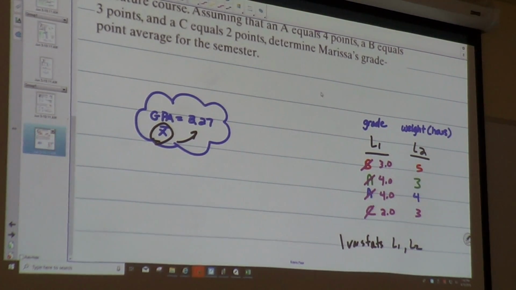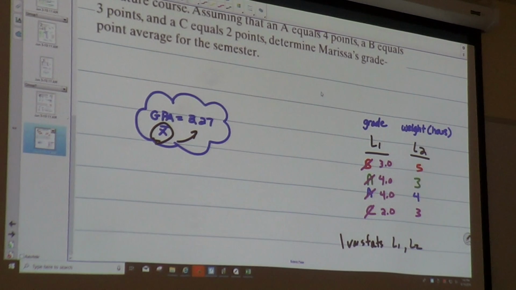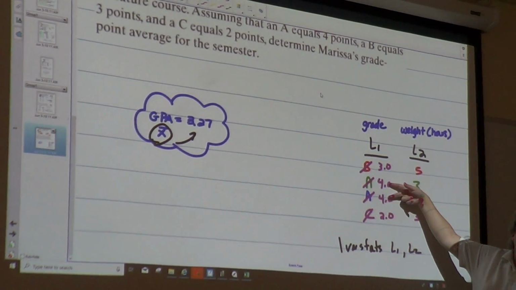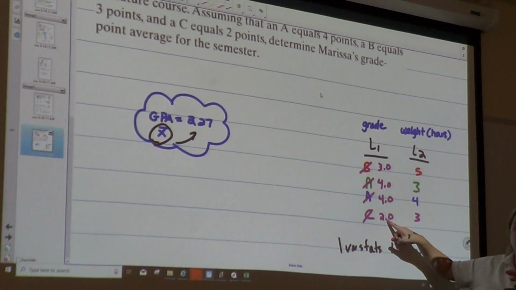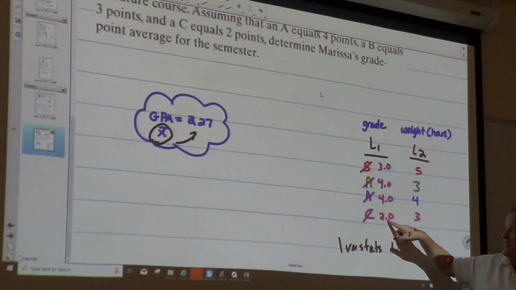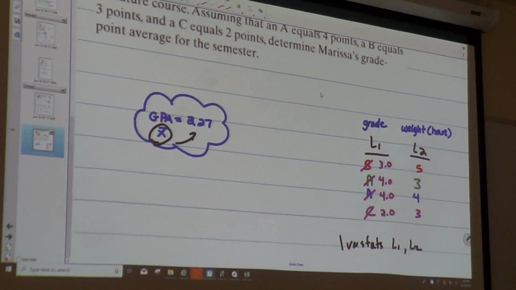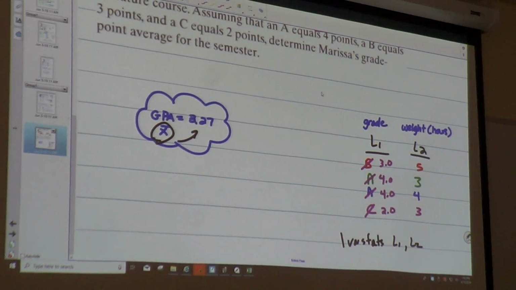And usually their GPA is going to be 2 places behind the decimal. So this person has a little bit over like a B plus, it's not a B minus, just a normal B, 3.27. So they made 2 A's, a B, and a C, but their A's were weighted heavy. Their C was not weighted as heavy. So that pulled it up just a little bit. Cool? Questions?